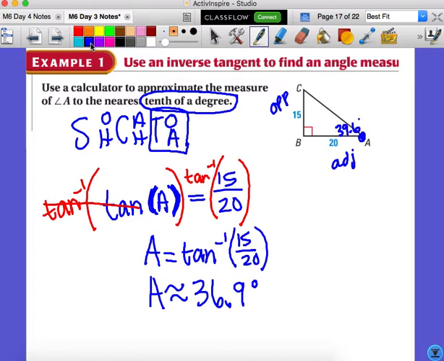So if I was asked to find B, or C rather, I could take 180 minus 90 minus the 39.6 and find the angle that's left over, which comes out to be 50.4. Or I could do another inverse trig function to find that missing angle.